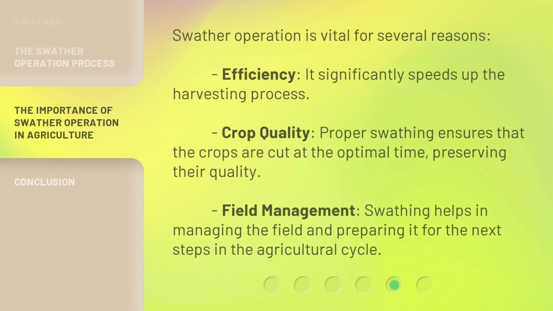Swather operation is vital for several reasons. Efficiency. It significantly speeds up the harvesting process. Crop quality. Proper swathing ensures that the crops are cut at the optimal time, preserving their quality. Field management. Swathing helps in managing the field and preparing it for the next steps in the agricultural cycle.